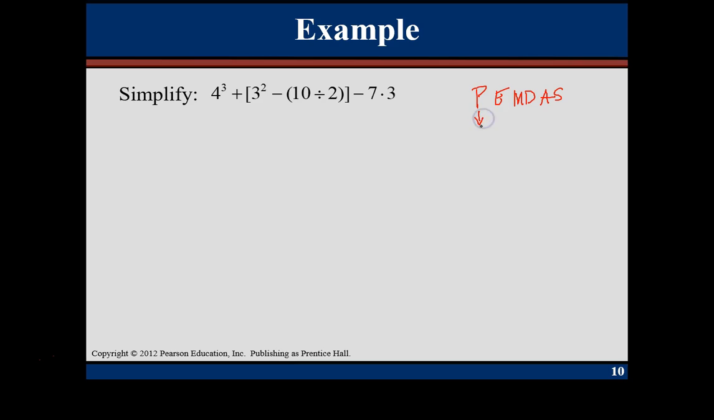When you have parentheses, you always start with parentheses. If you have 2 sets of parentheses like we do here, you start with the one on the most inner part of the parentheses. So whatever's on the inside. So 10 divided by 2, it's the only thing in there, that's 5. And then you rewrite everything else.